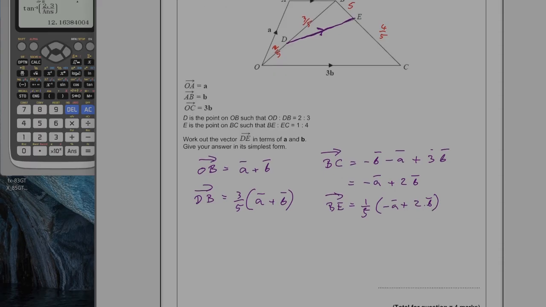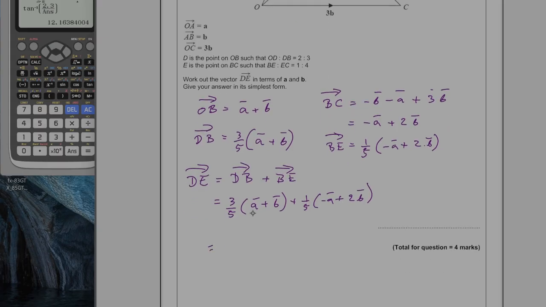Right, to get D to E then, D to E is going to be equal to D to B plus B to E. So that's going to be equal to 3/5 of a plus b, plus 1/5 of minus a plus 2b.